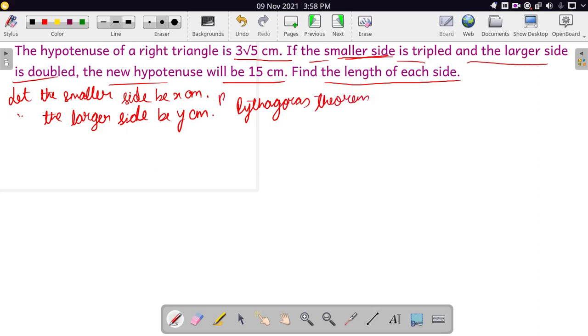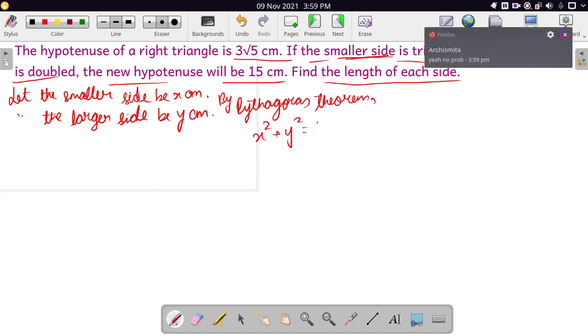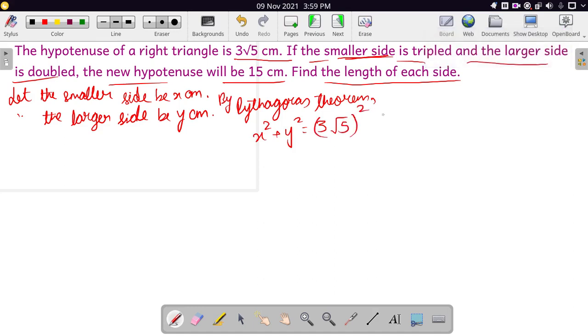Just write by Pythagoras theorem. Okay, that makes more sense. So that would be x square plus y square is equal to 3 root 5 whole square. It's 3 root 5 whole square, right? So this is equal to what? x square plus y square is equal to 45. Okay, now this is our equation number 1. Mark it as equation number 1.